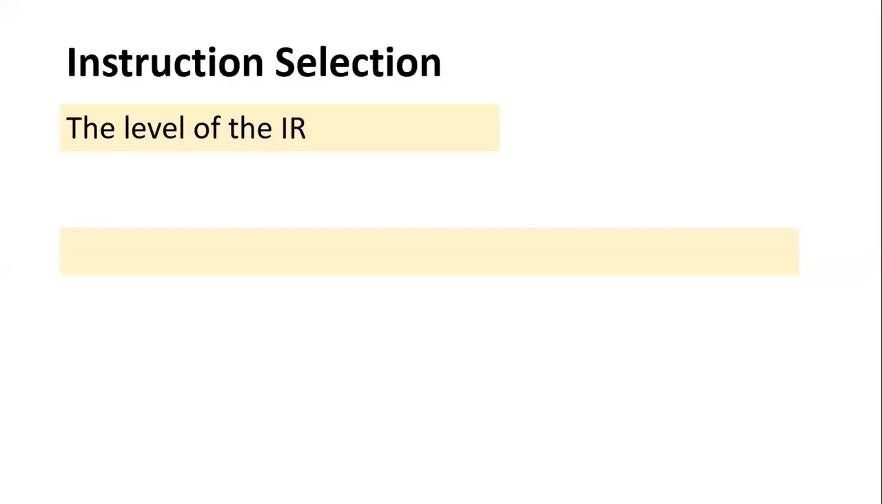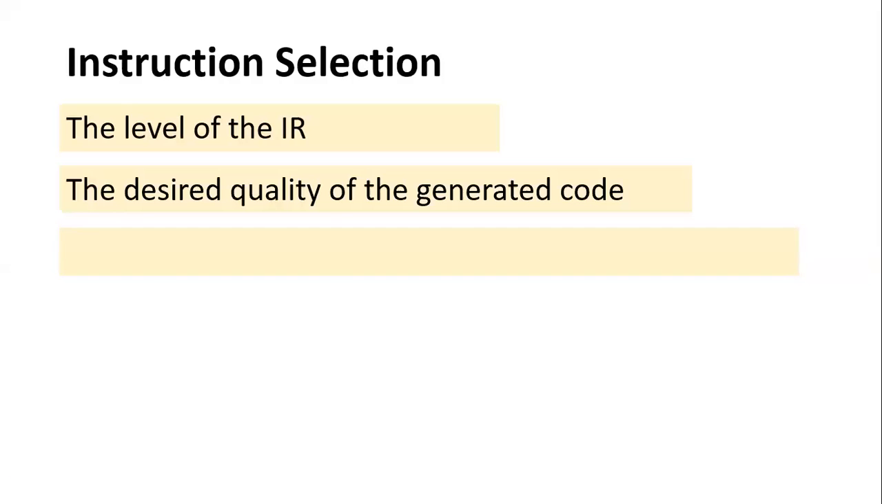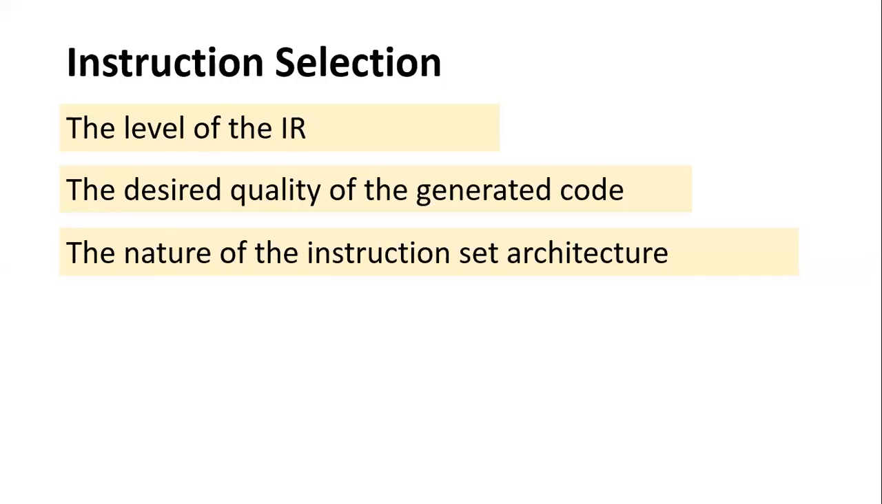See, when we are selecting the instruction, three issues you have to consider: the level of IR, that is intermediate representation, the desired quality of the generated code, and the nature of the instruction set architecture. These three points you have to consider. We'll discuss one by one. First one, level of IR.